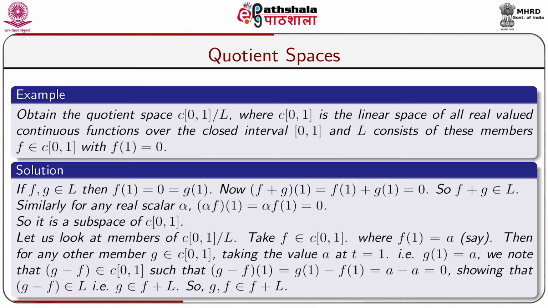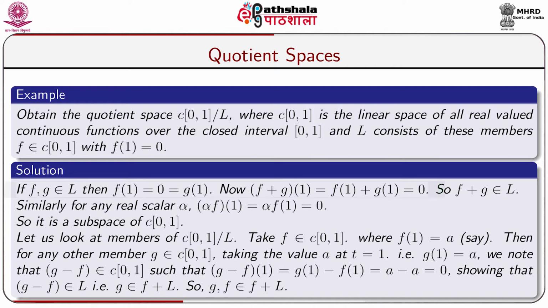Now, let us take an example: obtain the quotient space C[0,1] by L, where C[0,1] is the linear space of all real valued continuous functions over the closed interval [0,1], and capital L consists of those members f belonging to C[0,1] with f(1) equal to 0.